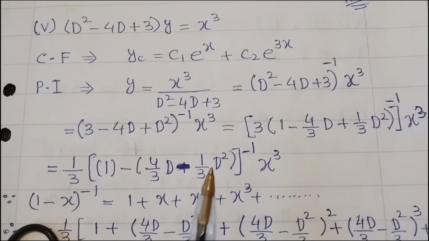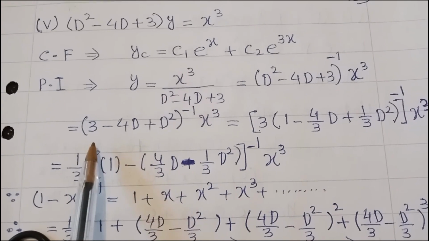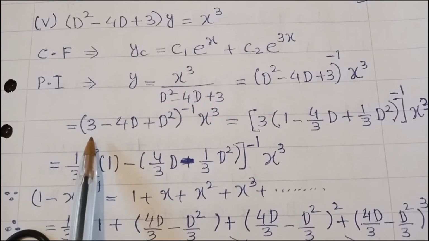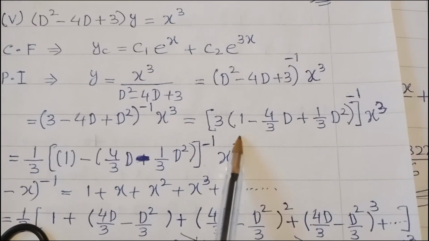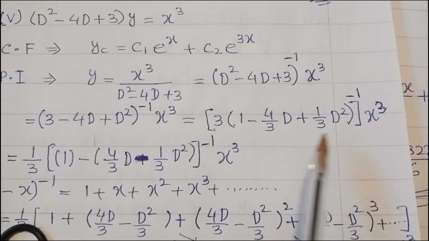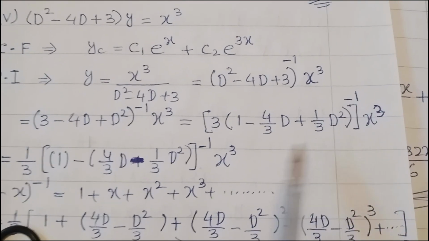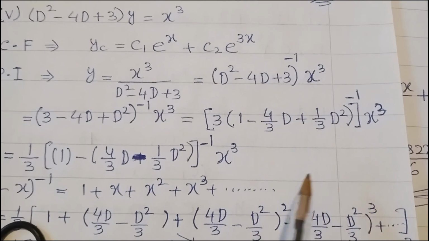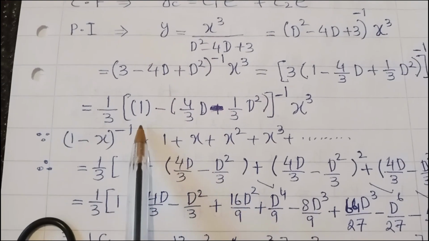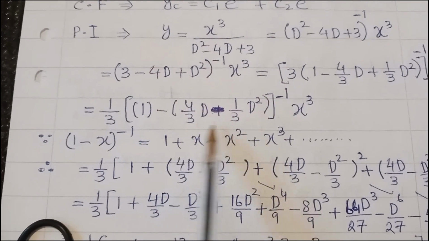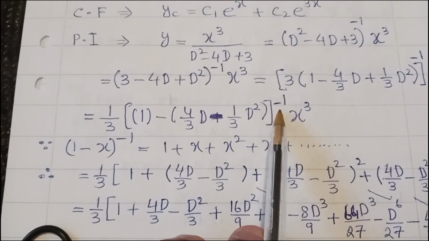Now this power function will be transformed into the binomial function by taking common 3 from the entire term. So when we take the common 3 from here, it can be written as 3 times 1 minus 4 upon 3d plus 1 upon 3d square into x cube. So these terms in the bracket will be transformed into the formula. So we will break the terms into two terms. First term will be a, and the rest of the terms will be the second term.